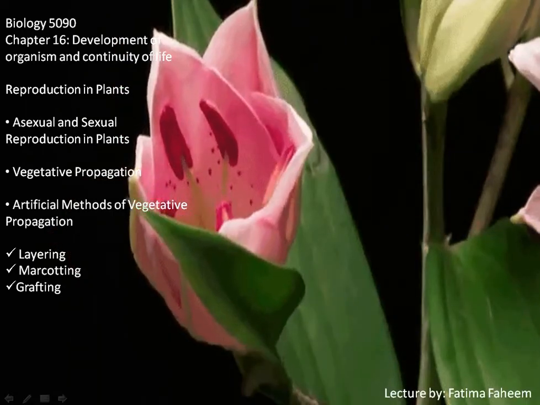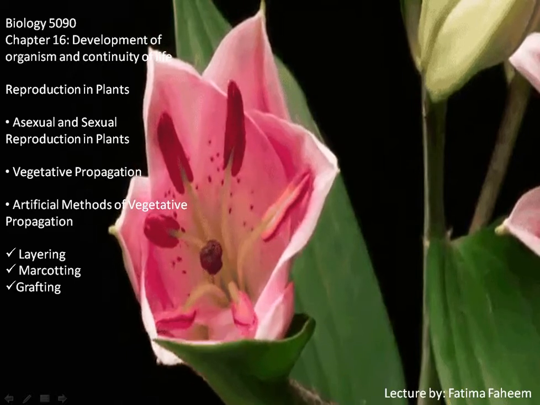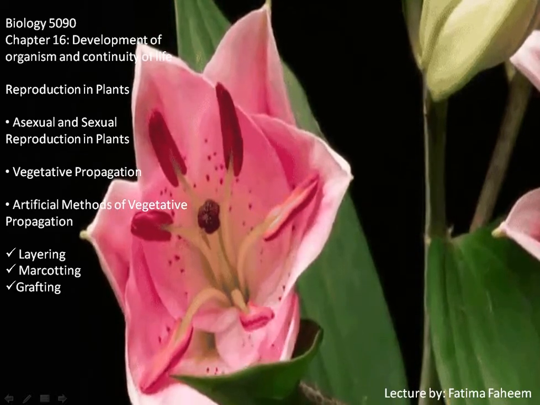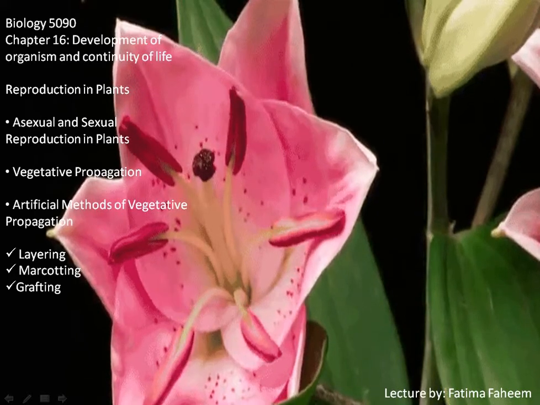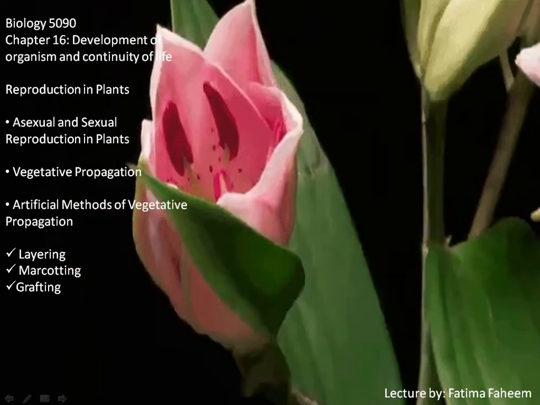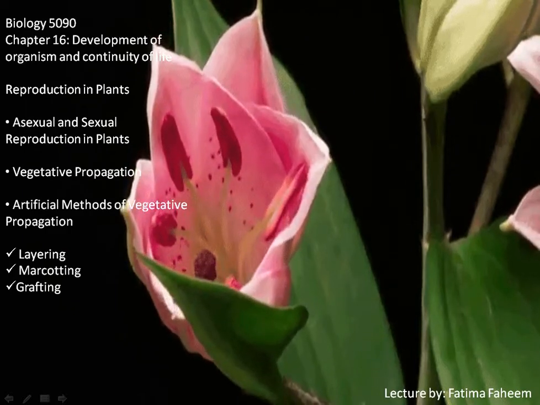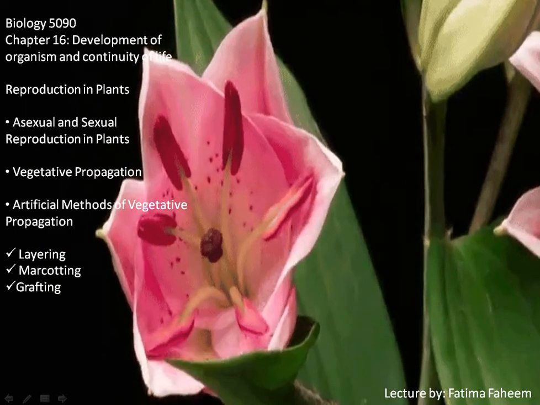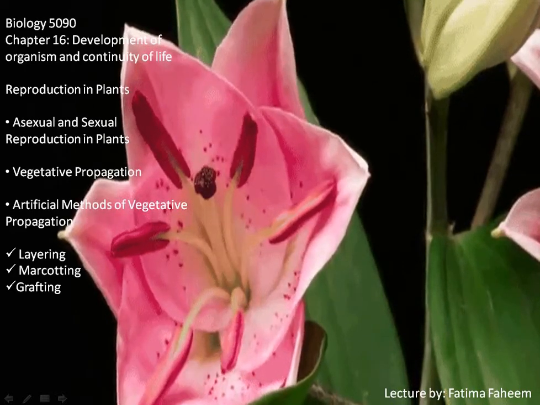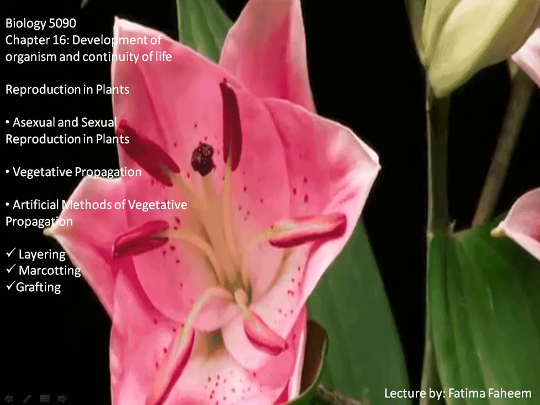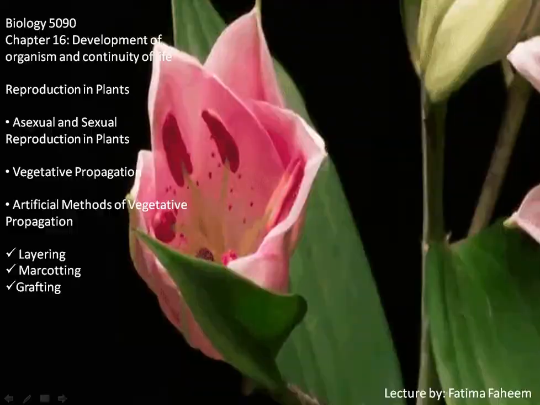Okay, this is chapter number 16, Development of Organism and Continuity of Life. In this chapter, we are going through reproduction in plants first. In today's lesson, we will see what asexual reproduction and sexual reproduction is in plants and how they differ. And then we will see vegetative propagation. We will also see some artificial methods of vegetative propagation, which includes the method of layering, Marcotting, and grafting.